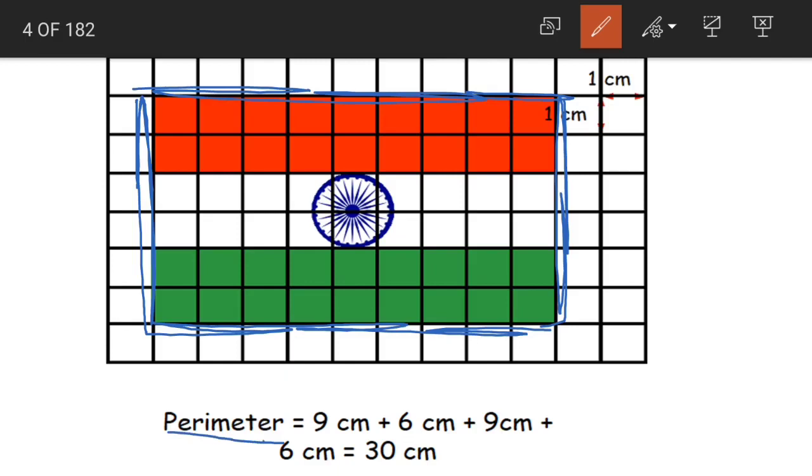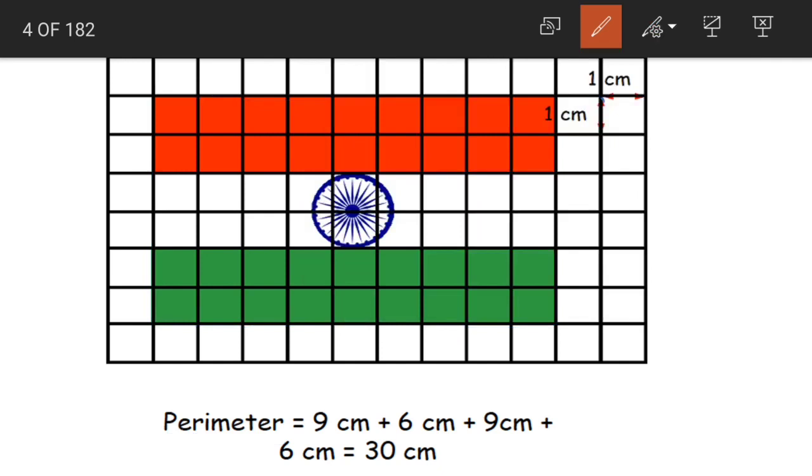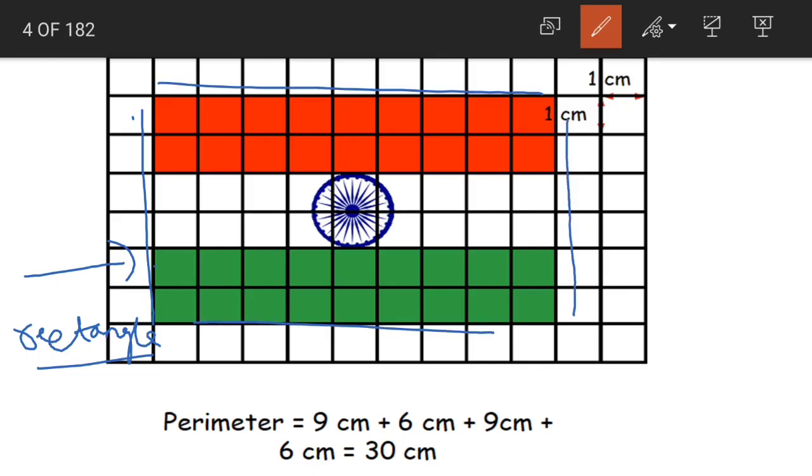Now how to measure? If you observe here, it says that the length of each cube is 1 centimeter. The length and breadth, everything, one side of the square is equal to 1 centimeter. So how can we calculate this total length, children? If you look at this flag, it is in the shape of a rectangle. See, it has breadth and also it has length. All opposite sides are equal here. So this is in the shape of a rectangle.